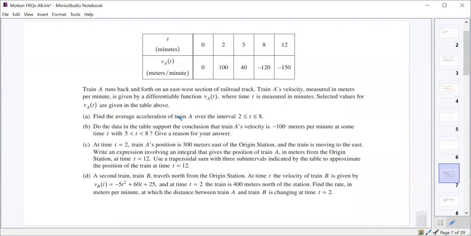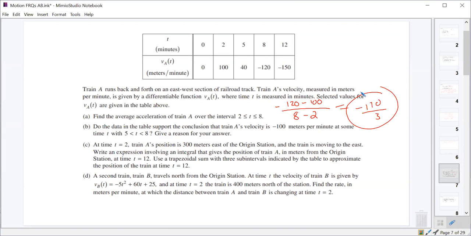First off, find the average acceleration of the train between 2 and 8. So how are we going to figure that out? That should just be the slope of the velocity between 2 and 8. So negative 120 minus 100 over 8 minus 2. That's negative 220 over 6, so negative 110 over 3. What is that? Meters per minute per minute? It doesn't ask for units, so you don't need to put it, but meters per minute squared if you want. Good? All right. Part A was pretty easy.